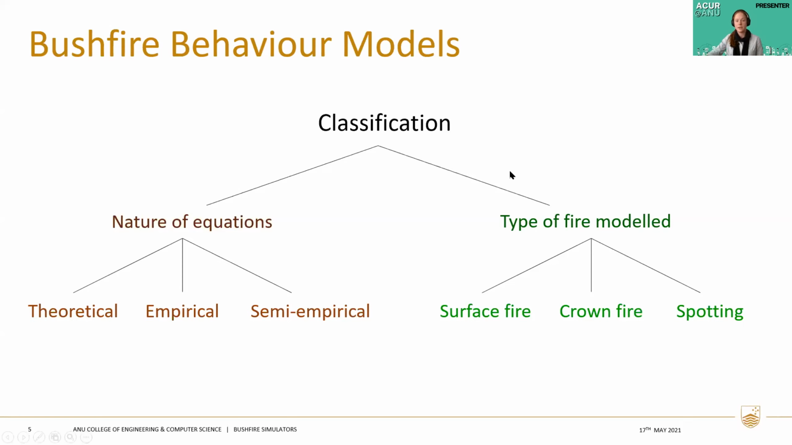The second way in which we can classify these models is based on the type of fire that they model. So surface fires are fires that spread through fuel that is located within 2 meters of the ground. All simulators use these surface fire models because this is the most common method of fire propagation. And then some bushfire simulators also include crown fire and spotting models, where crown fires are fires that burn through the canopy, and spotting is where an ember is carried by the wind and ignites a spot fire ahead of the fire front.